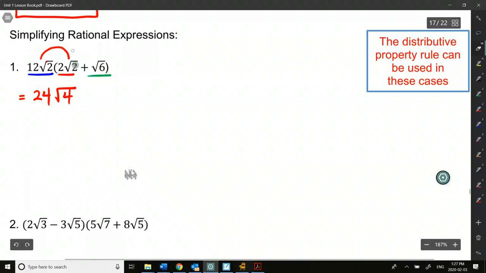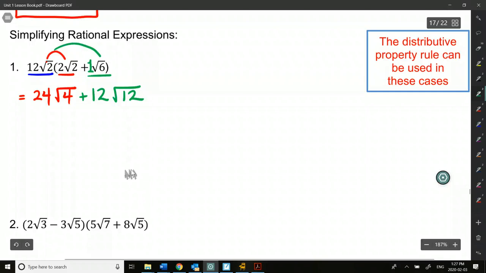Then we're going to ignore this middle part here, pretend that this isn't here. And we're going to do 12 root 2 times, like I said, you can pretend there's a 1 out there if that makes you happy. 12 times 1 is 12. And root 2 times root 6? Root 12, yeah. Okay, so that's the first one, and then that's the second one.